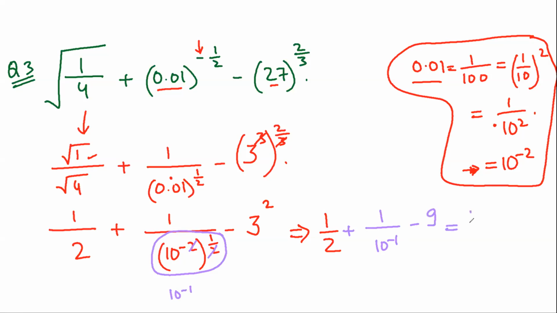So this is half plus 10 minus 9. Why 10? Because this is 1 upon 10 raised to power minus 1. So 10 minus 9 is 1. 1 plus half is 3 by 2. 3 by 2 is the final answer. Let's see the next question.